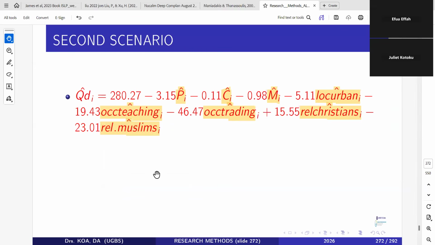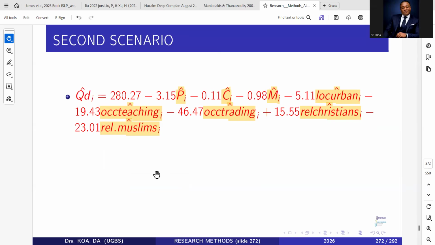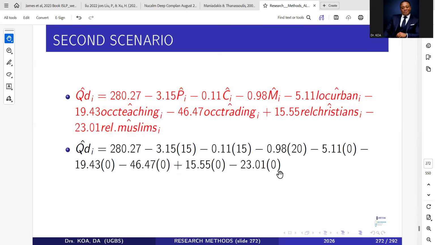Guys, you see the way I'm walking you step by step? When you are analyzing this in an exam, you have to go step by step. And then you substitute all. So when you substitute all, the last ones are going to be 0, 0, 0, 0, 0. The only thing that is left is just the price, complement price, and income.